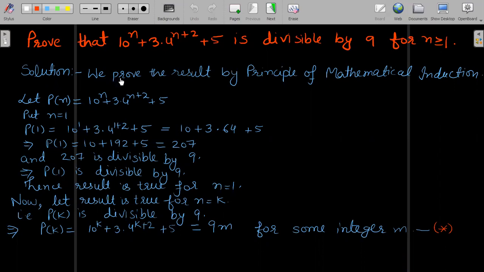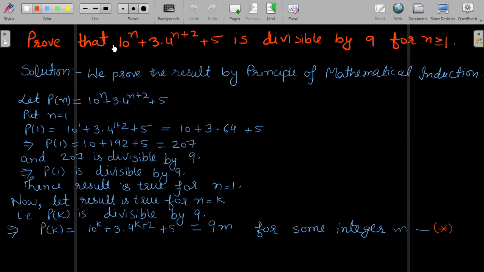And the solution is: here we prove this question by using the principle of mathematical induction. For this, we first prove the result for n = 1. Then we assume that this term is divisible by 9 for n = k, and then we prove that the result is divisible by 9, that is, the result is true for n = k + 1.